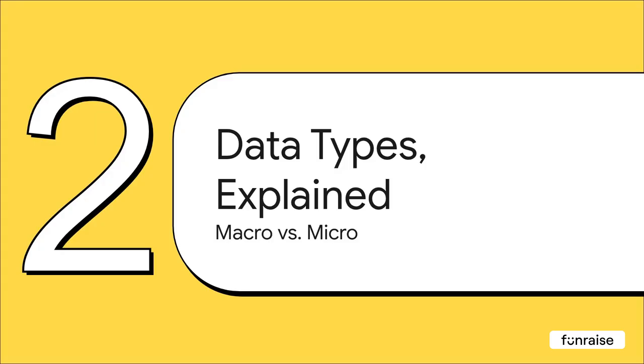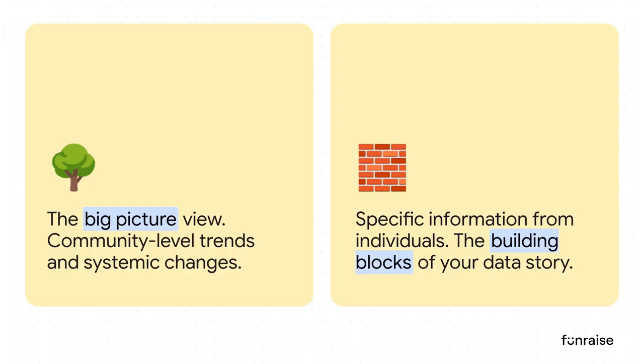All right, Section 2, Data Types Explained Simply. I know. The word data can sound a little technical. But really, it all comes down to two main types. That's it. So think of it like this. You've got macro-level data. That's the big picture. It's like you're in a helicopter looking down at the entire forest. You see the overall trends and the landscape.